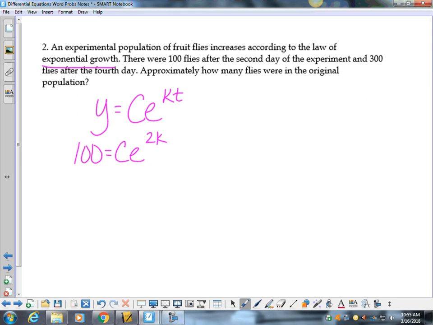But then if I do it again with the 300 and the fourth day, I have two equations. I have two things I don't know what they are. How can I solve this? Like, I don't know C in either one of them. I don't know K in either one of them. I have two equations with two things I don't know.